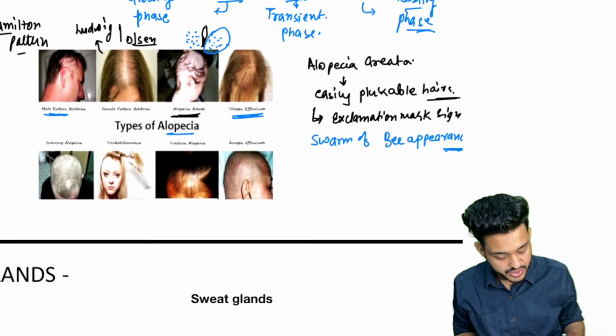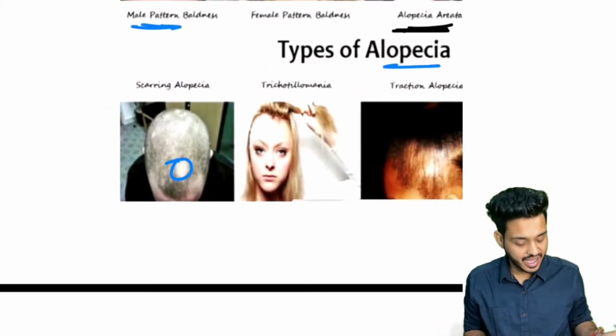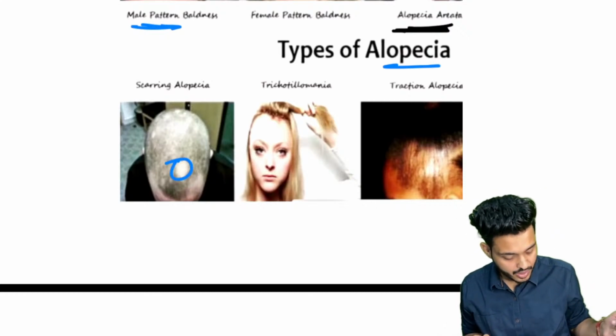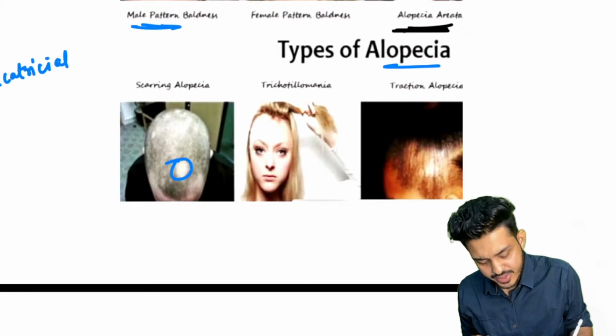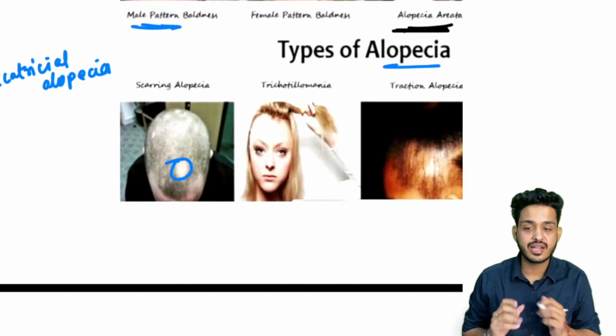Next one is your scarring alopecia. You can see scarring alopecia, also known as cicatricial alopecia. What else do we call it? We can call it cicatricial alopecia.